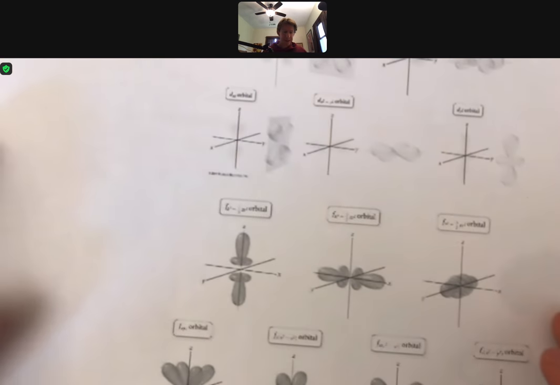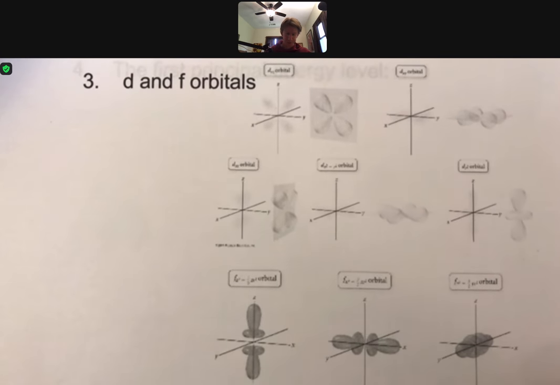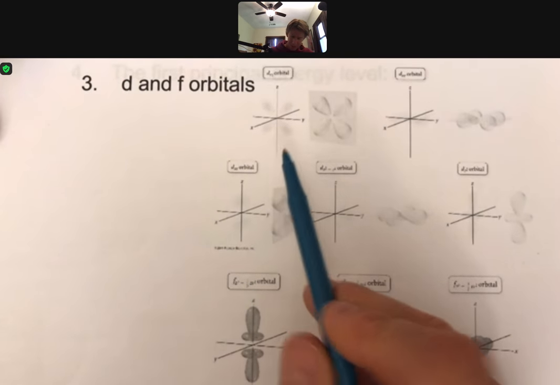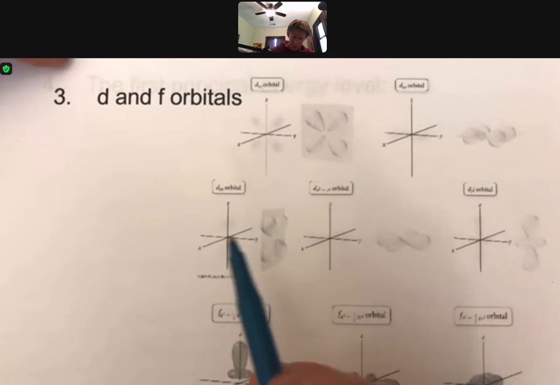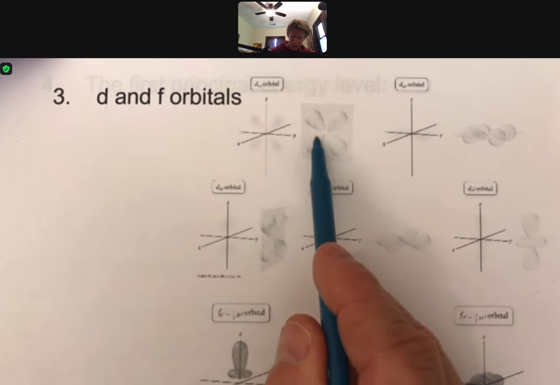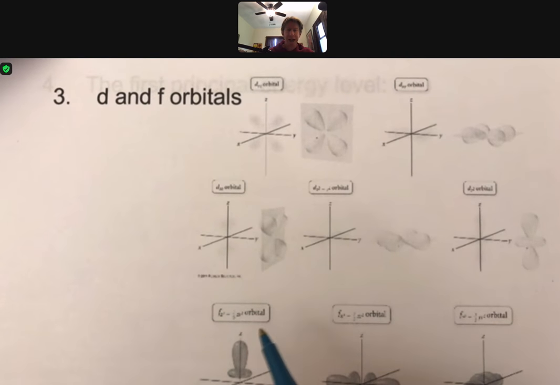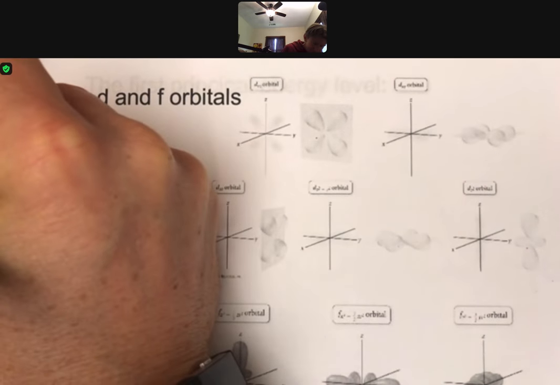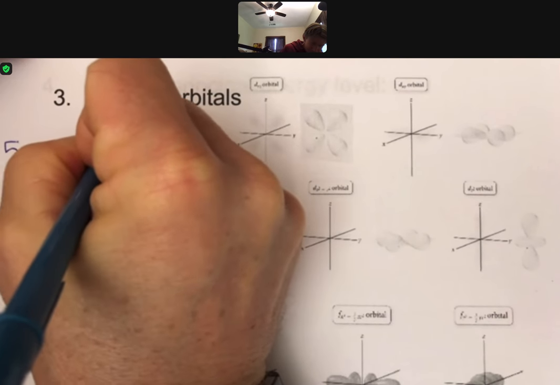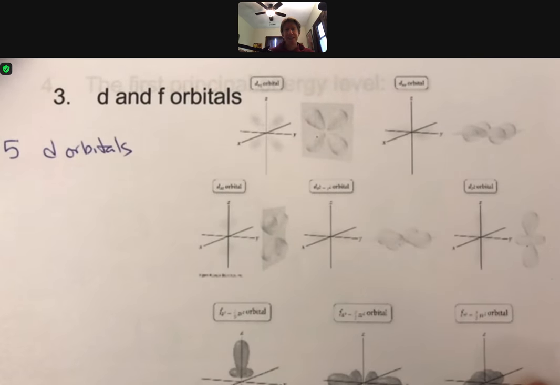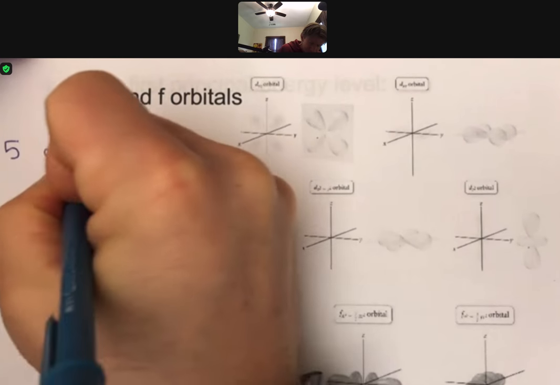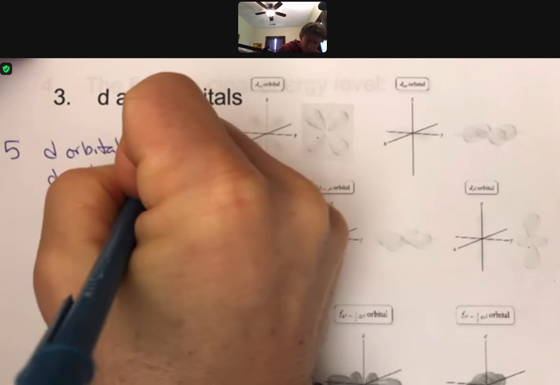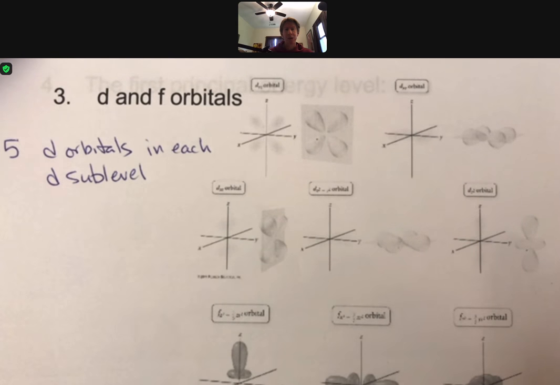Now the d and f orbitals. I've attempted to picture them here. I know they're a little hard to see. But first off, there are one, two, three, four, five d orbitals. Five d orbitals in each d sublevel. And that means that they hold up to 10 electrons, so please write that down.